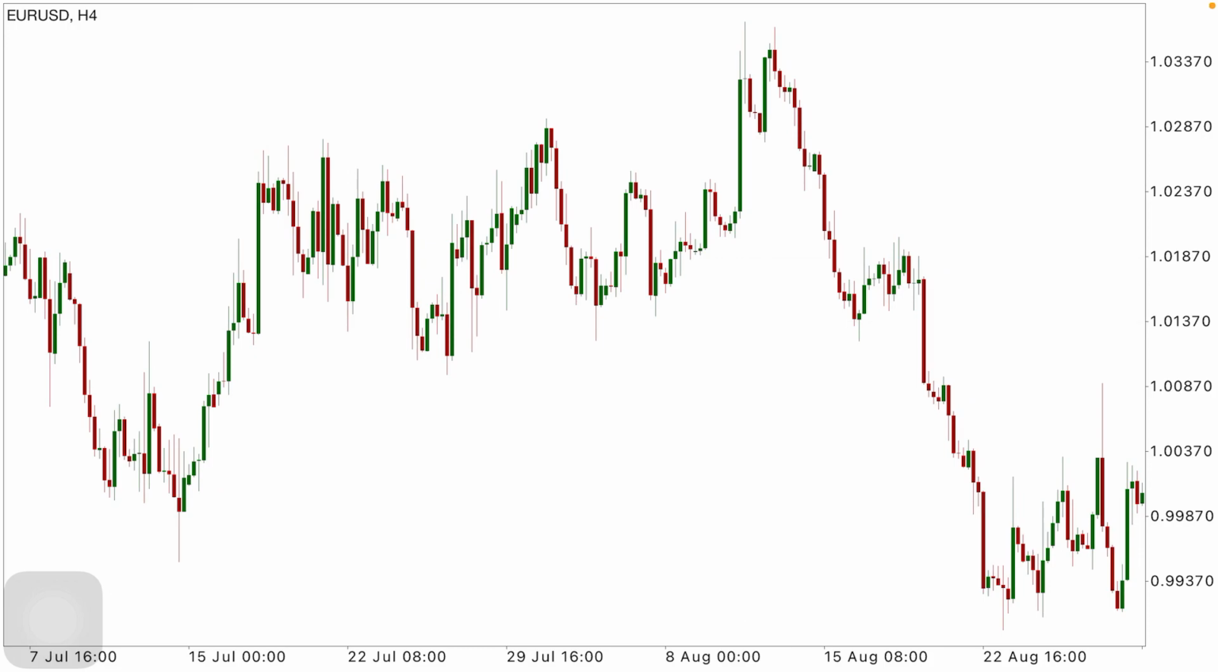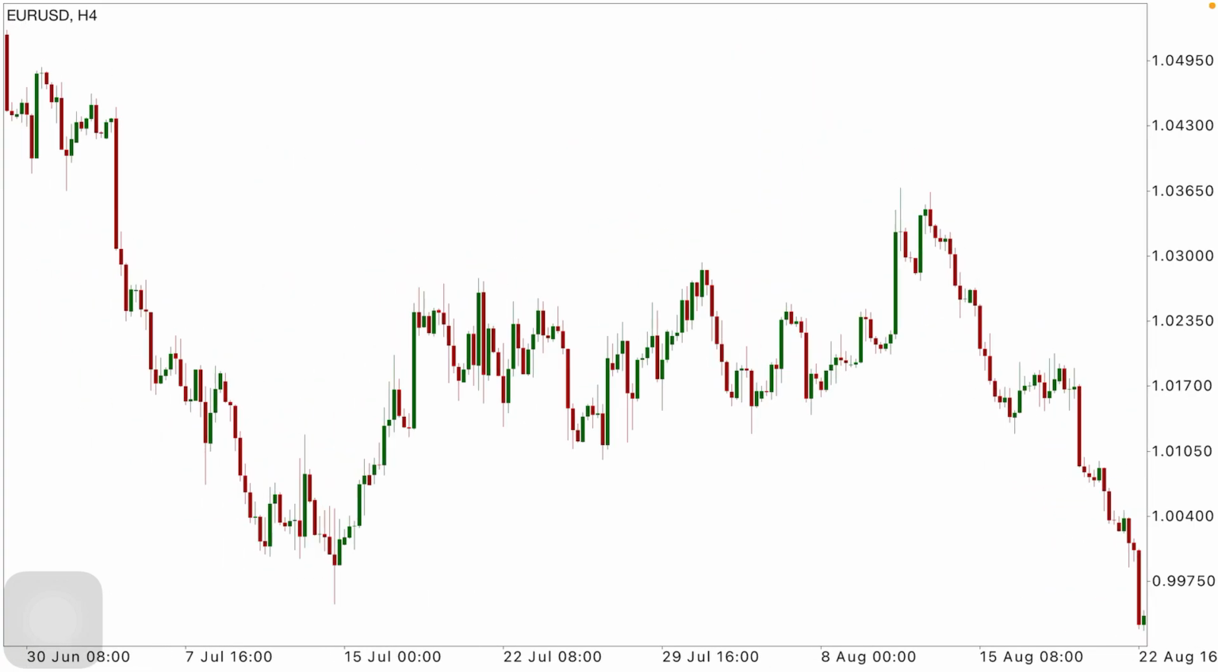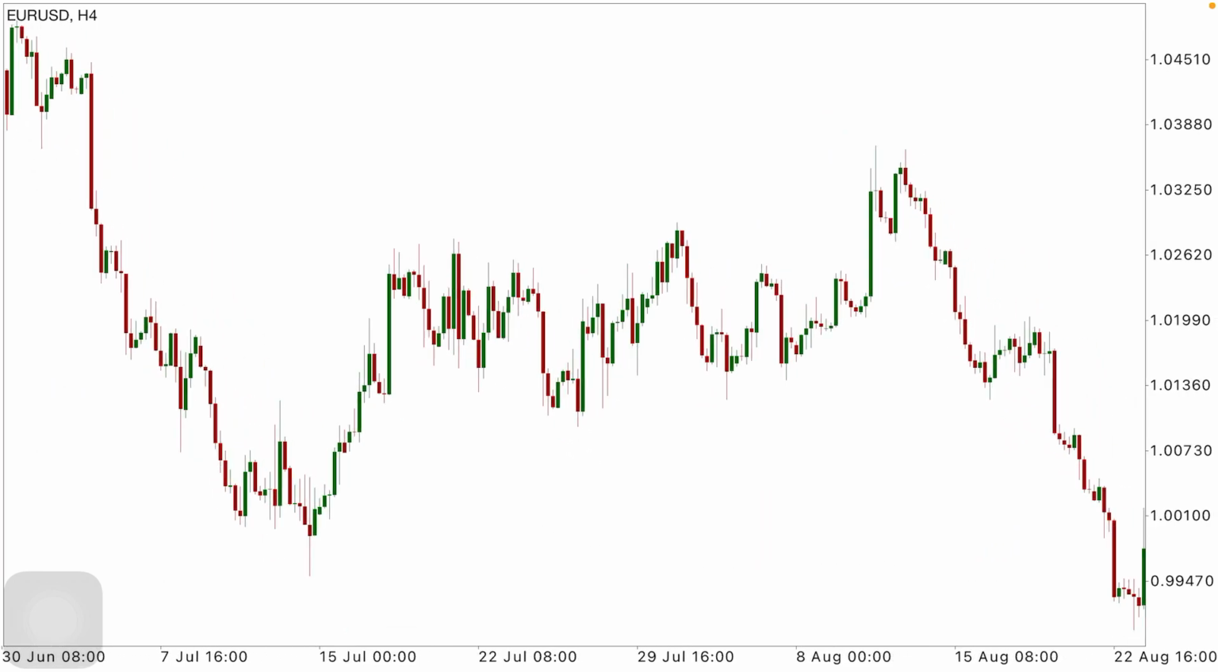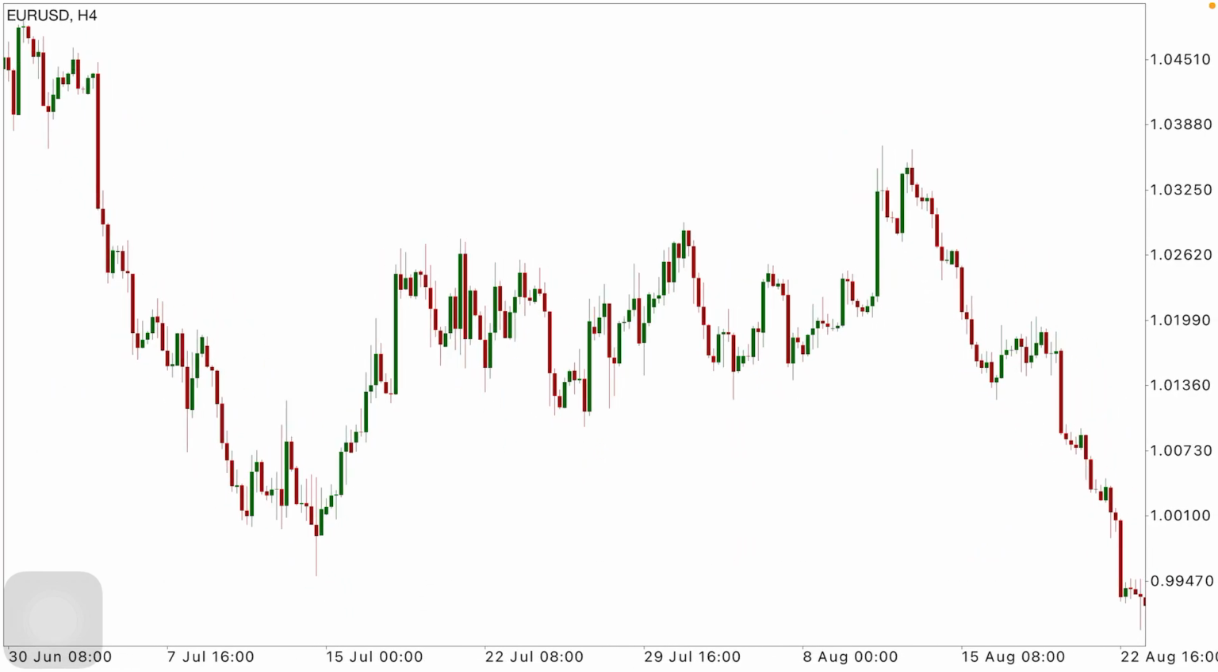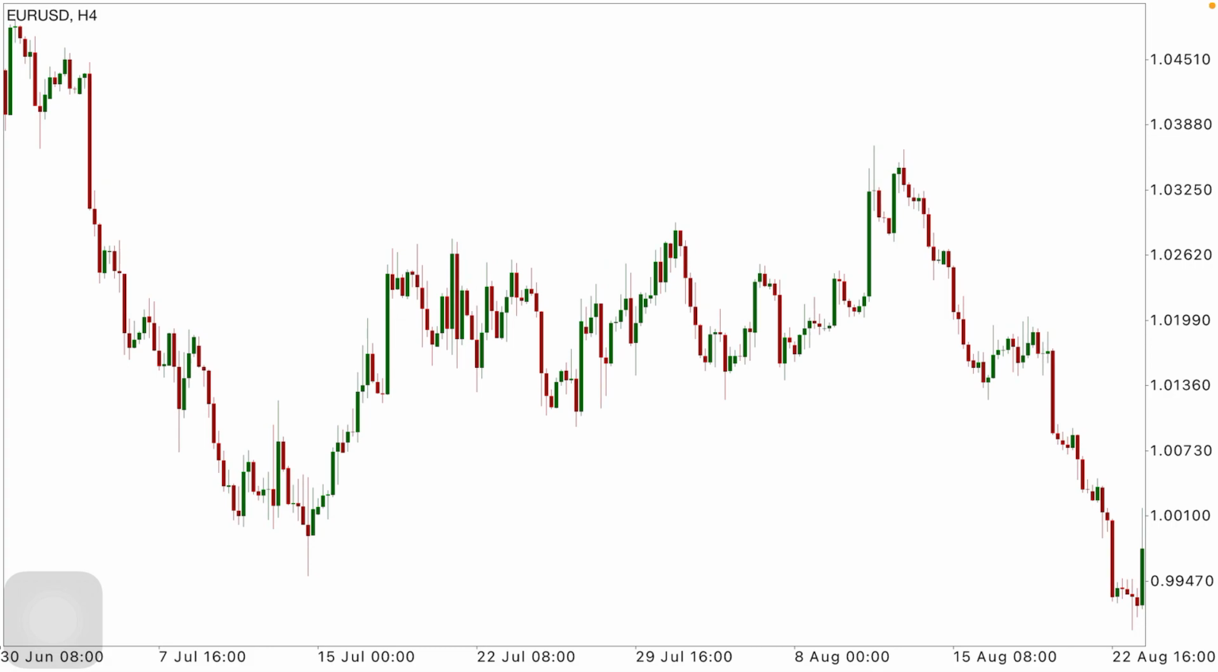All right, an order block is an area or zone where there is a concentration of large pending orders waiting to be executed by large financial institutions, hedge funds, and large banks.